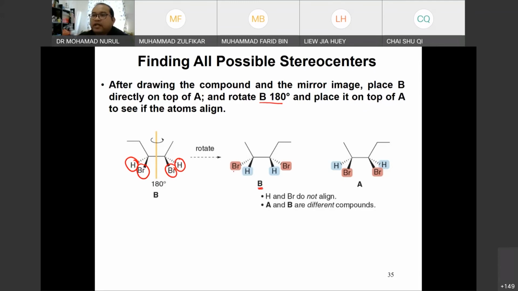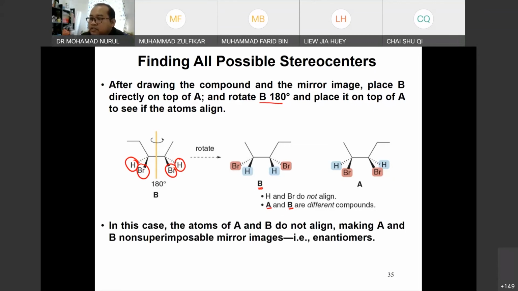Okay, and we try to align this one. We can conclude that A and B are different molecules. So in this case, atoms A and B do not align, making A and B not superimposable, and we call this enantiomers. Okay, we will do more exercises. Don't worry.